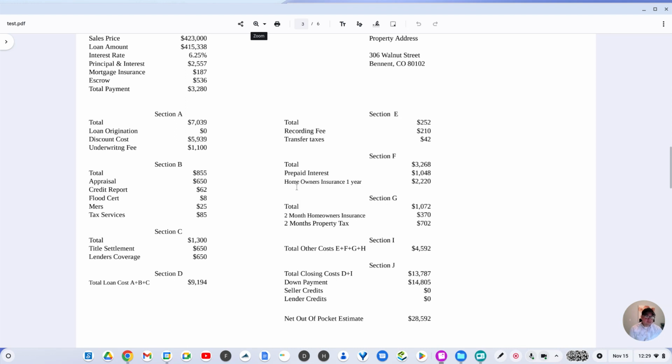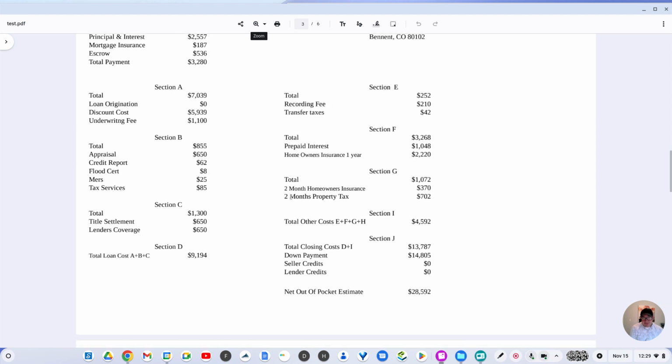And you're always prepaying it for 1 year because you're adding money to an escrow account so that when it comes due, the payment comes out of that escrow account and you're funding it back to pay it the next year. Section G, escrow. You prepay, in addition to prepaying 1 year of homeowners insurance, 2 months of homeowners insurance are collected for that period where you're skipping a payment.